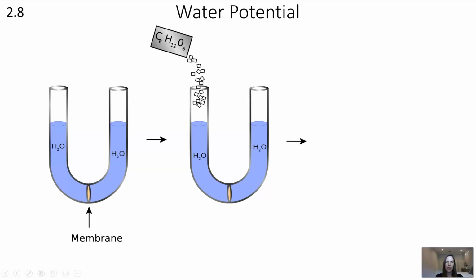All right, let's get another example of how water moves when we have solute. So let's imagine this is called a U-tube, and we have a semi-permeable membrane connecting two sides of this tube. Let's imagine that this semi-permeable membrane is permeable to water, but is not permeable to glucose. So we have C6H12O6, that's representing sugar. So we put some sugar in the left side. What do you predict is going to happen?